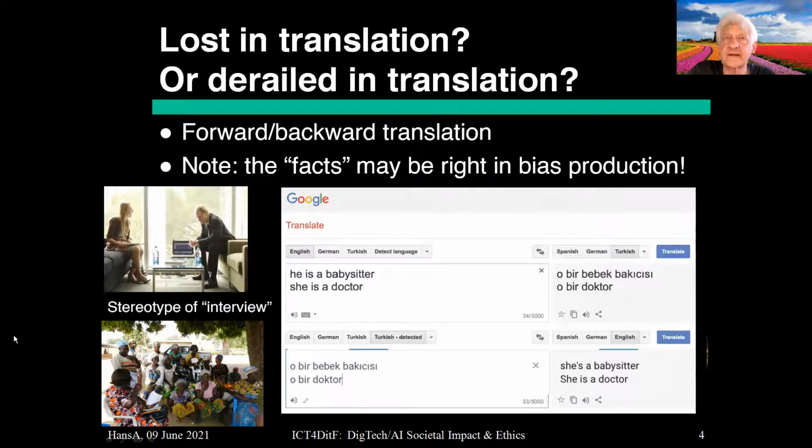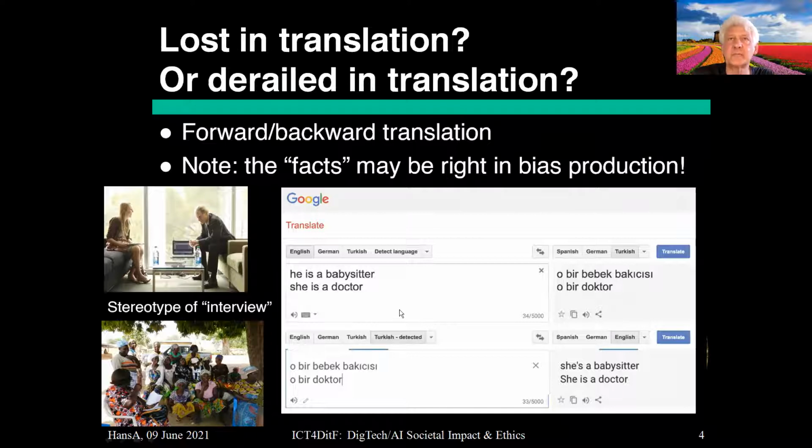And the background of that is bias in the algorithm, in this case, the translation algorithm of Google, that it apparently knows that babysitters are stereotypically female. So the translation algorithm actually takes that into account and therefore puts out the wrong gender. So this is a good example, and you also have to note that the facts may be right. For example, it may be correct that most of the babysitters are actually female. Still, you get a biased translation.